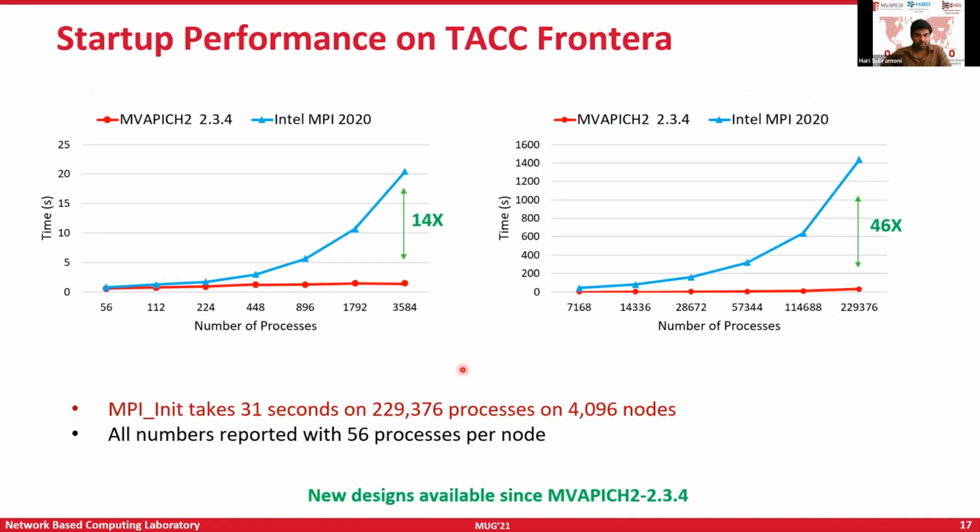If you look at MVAPICH2, it's more or less able to achieve that at full system scale on the Frontera supercomputing system. Here I'm showing the job startup performance on the TACC Frontera system at about 250,000 processes. MPI_Init takes about 31 seconds for 250,000 processes. That is half system size on the TACC Frontera system, at 56 processes per node. So this is pretty cool, if you ask me. If you have a very, very large job, you can start in under a minute on the TACC Frontera system. Compared to the competition, this is pretty cool. That's what I would say.